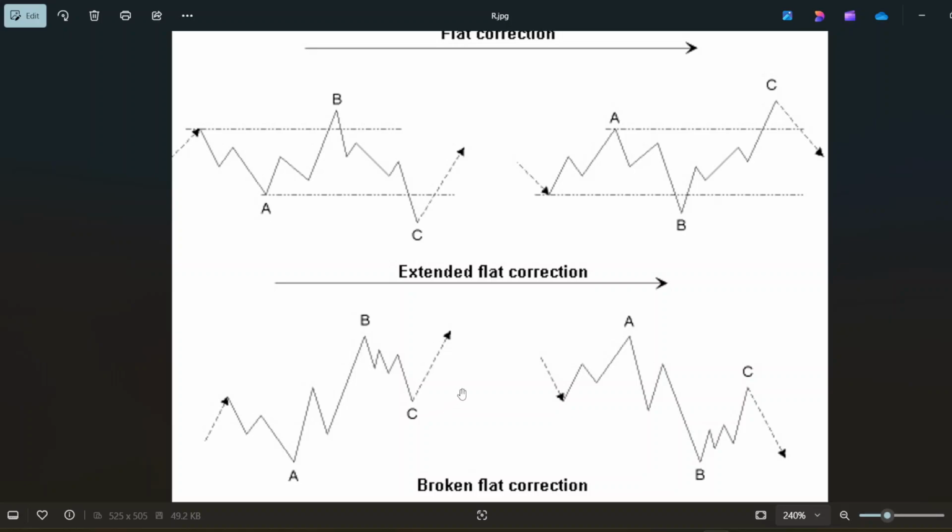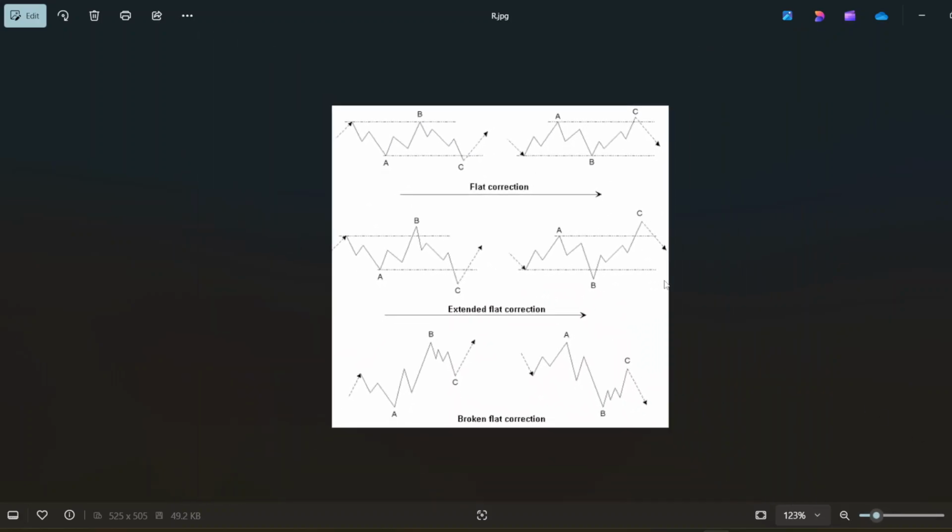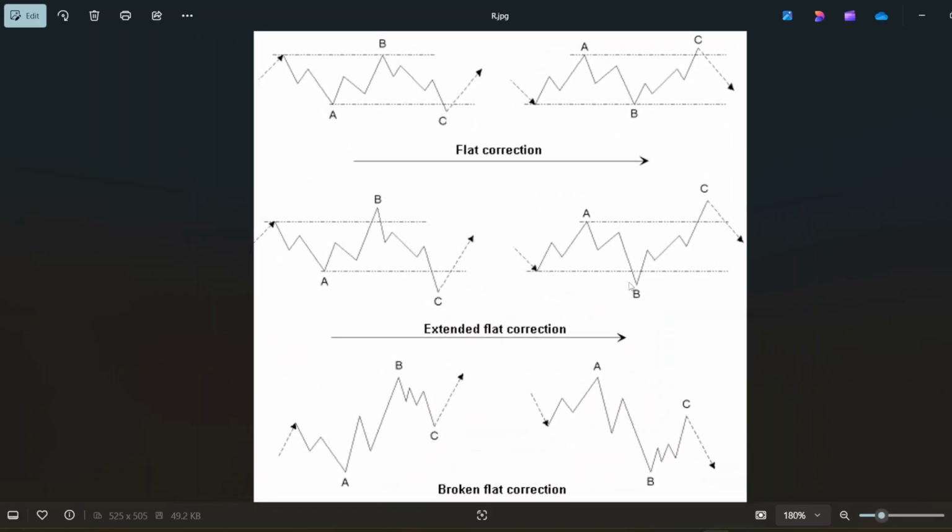Now that we understand what flat corrections are, let's quickly talk about how to trade them effectively. The key is patience and proper confirmation, okay? So here's how to do it.